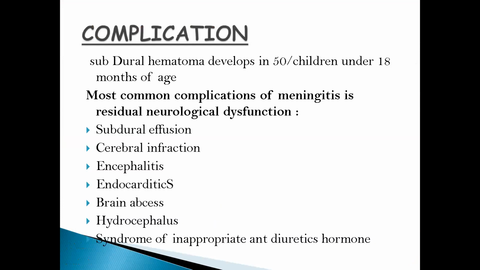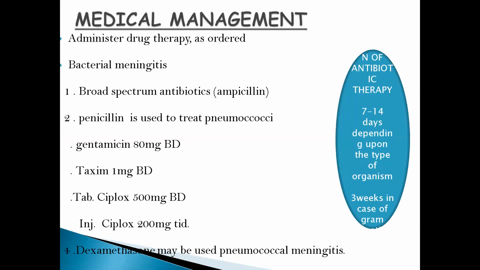Then complications of meningitis. With this meningitis, the most common complications are neurological dysfunctions, like subdural effusion, or maybe cerebral infarction, encephalitis, endocarditis, and hydrocephalus. These are the main complications of this meningitis. The next, last to come, is the medical management of this meningitis.